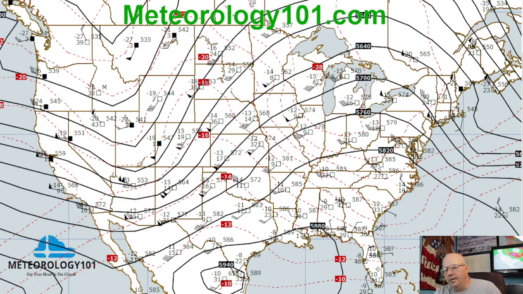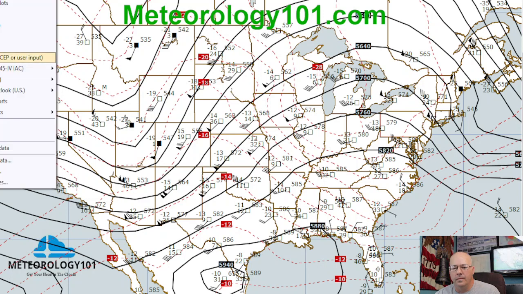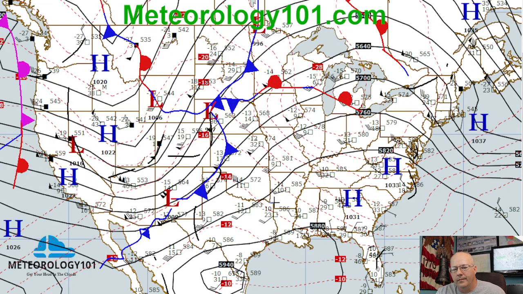All right, another rule of thumb for that surface low movement, the frontal movement. Let's go back. We can actually overlay surface fronts on this chart. It's not going to make any sense, but just for training purposes, watch. All right, here's our fronts. There's our surface low.